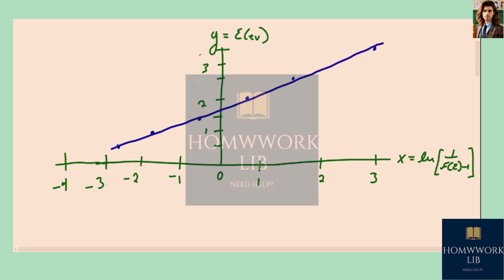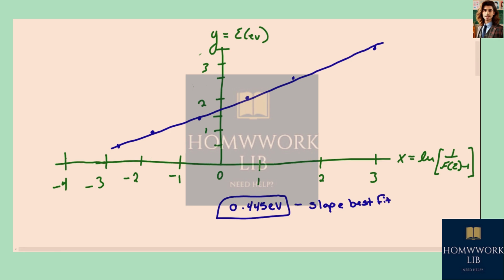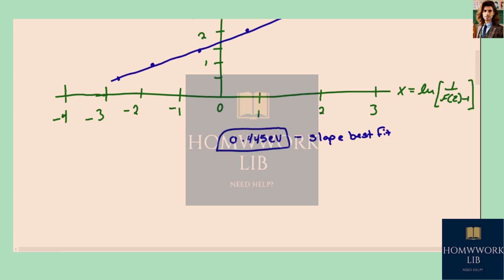So from here, the slope of the best fit, if you do that on your Excel, is going to be 0.445 eV for your slope best fit. Okay. And now we have your y-intercept, and that is going to be 1.8 eV. Okay.